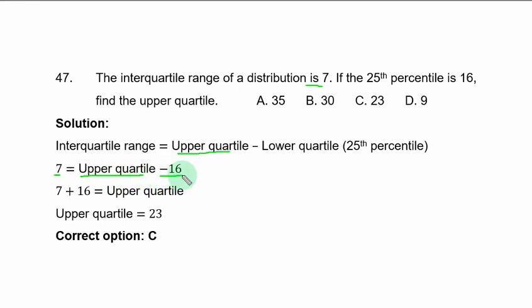If you transfer minus 16 to the left hand side, you have 7 plus 16 equal to the upper quartile, and the upper quartile is 23. C is the correct option.